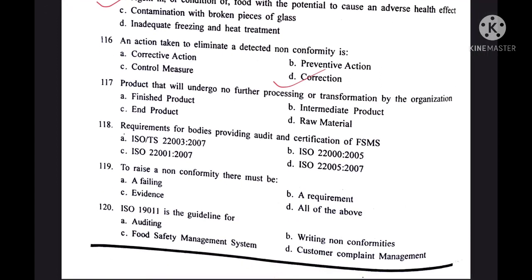Product will undergo no further processing or transformation by the organization. So the options are finished product, intermediate product, end product, or raw material. So intermediate product is the middle product and the raw material is the starting product. So the correct answer to this is end product.